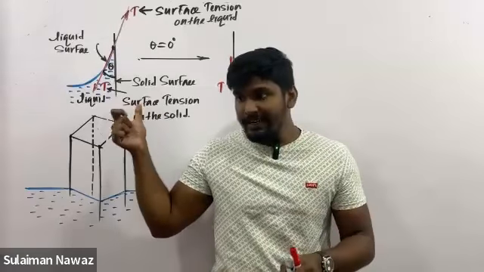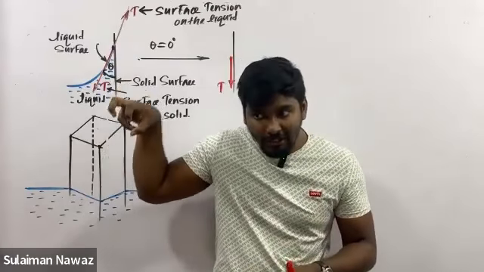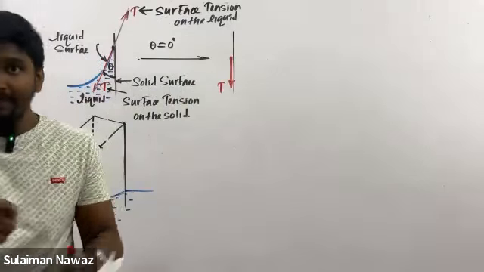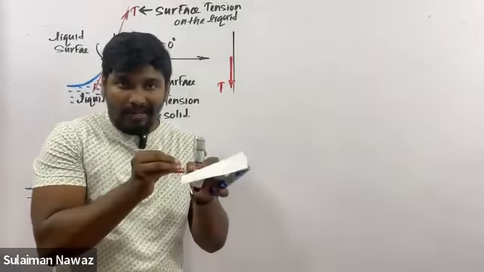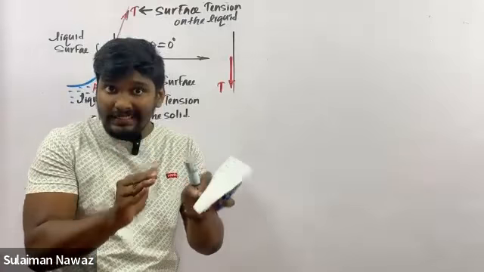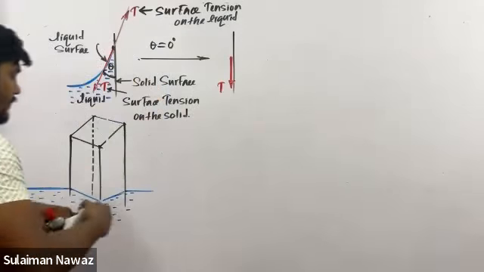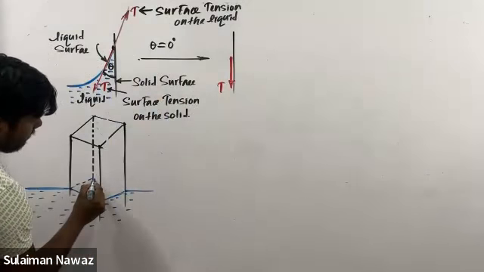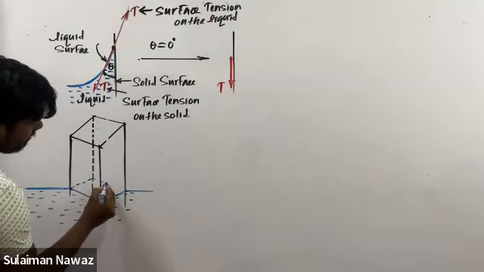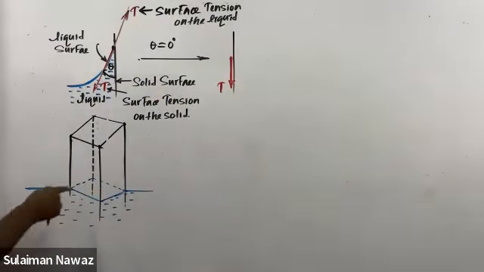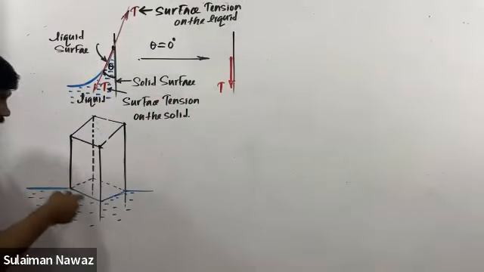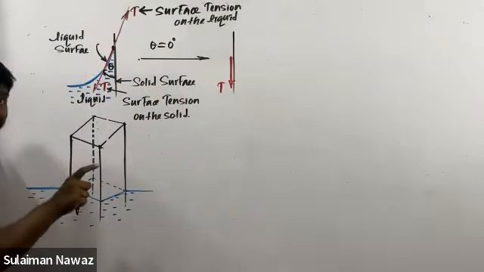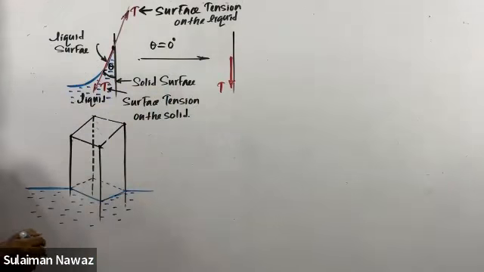If I dip this rectangular shaped object into the liquid surface, you can clearly notice what length of this object touches the liquid surface. The perimeter. This perimeter length of the rectangle only touches the liquid surface, right?